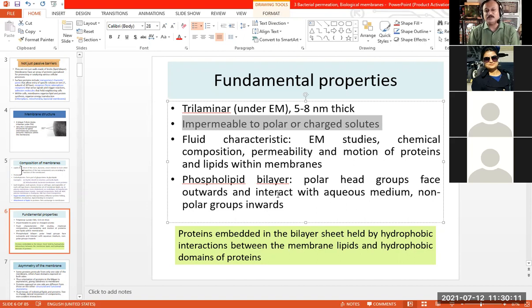Especially the large molecules are not allowed to directly enter the membrane. So that is what we call the selective permeability of the membrane. And in this particular unit, we are going to learn more about the permeation of the membrane, that is to say, how the different types of molecules are allowed to cross the membrane. What are the mechanisms in the membrane which allow the entry or exit of molecules?